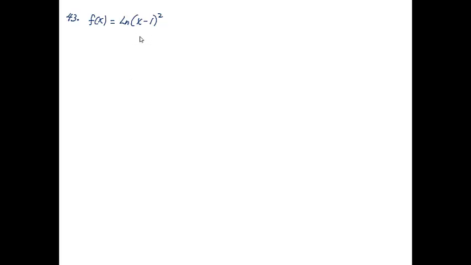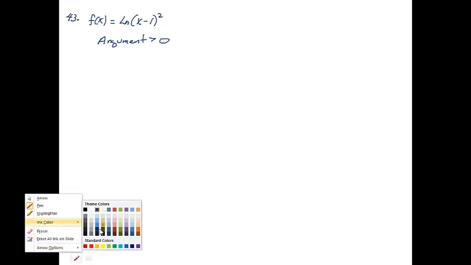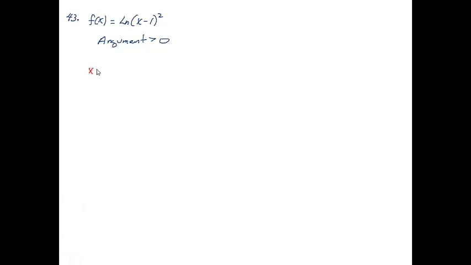If the log's argument has to be positive, then the natural log's argument also has to be positive. Basically, greater than 0. So go ahead and set your argument greater than 0. So we have (x minus 1) whole thing squared is greater than 0. Now I need to get rid of the square, right? So take the square root on both sides, and I have x minus 1 greater than 0.